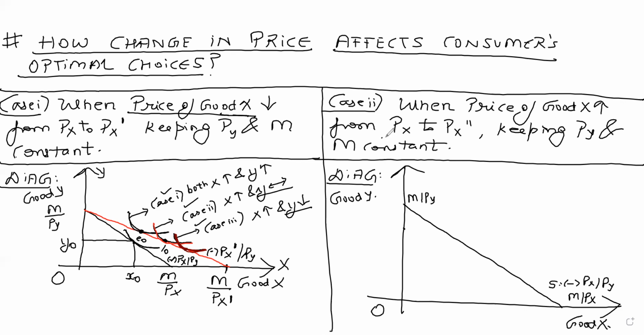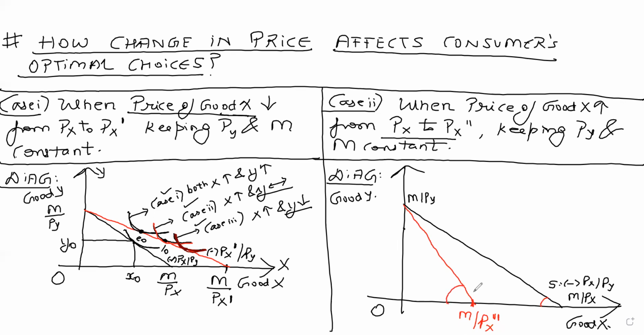Now, when the price of good X is rising and the price of good Y and income are kept constant, what will happen to the horizontal intercept? You can see my denominator of the horizontal intercept is going up. And if the denominator is going up, the horizontal intercept will fall. So it will fall from M by PX to M by PX double dash. So now my budget line is rotating to the left. What is happening to the budget line? You can clearly see, guys, it is becoming steeper now.